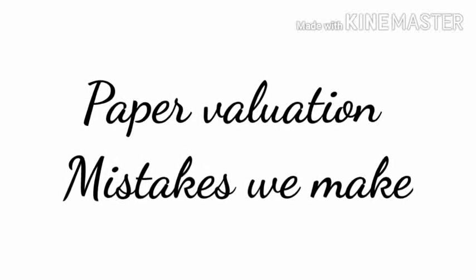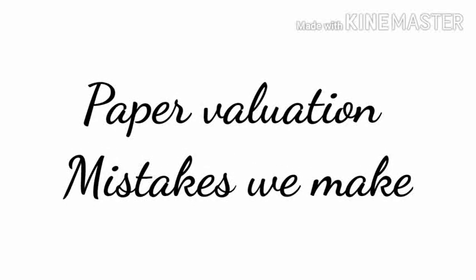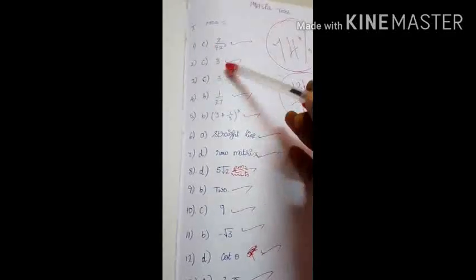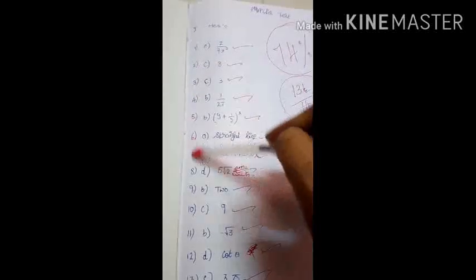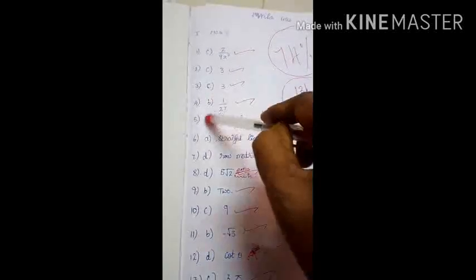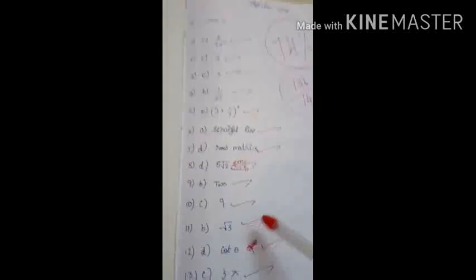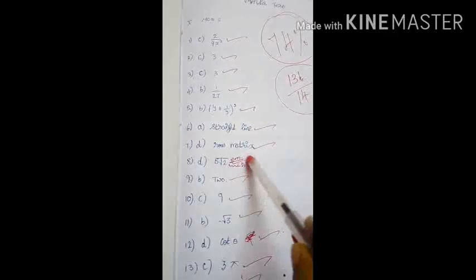Today let us see the common mistakes we make when we write our answers and how a paper is being evaluated. The first and foremost thing you have to remember while answering multiple choice questions is to write the question and the respective options along with the answer: A, B, C or D.